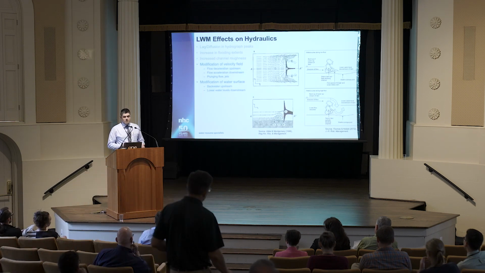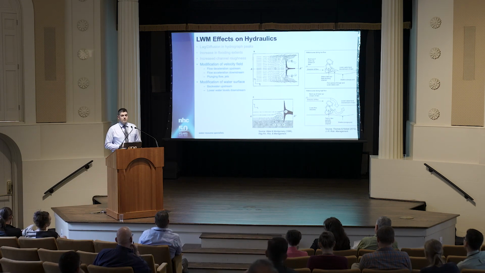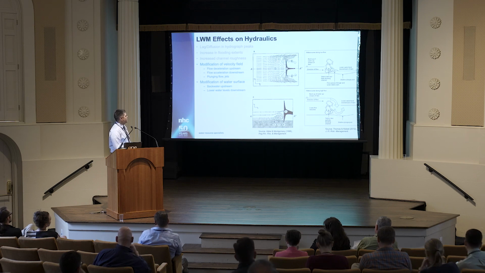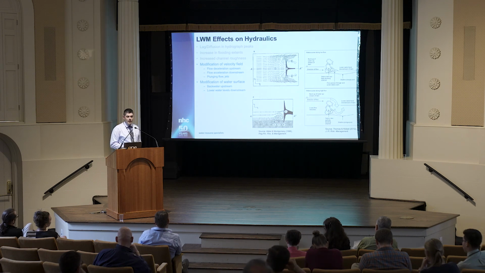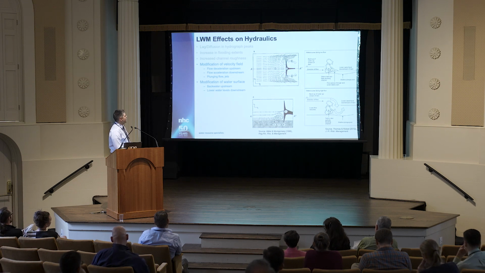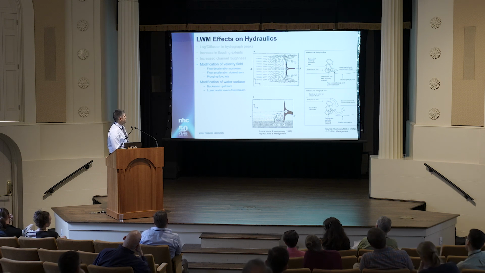And as is intuitively known, large woody material is ultimately an obstruction, and it creates a highly diverse flow field, as was initially visualized by the seminal work of Abbe and Montgomery in 1996. So we have flow deceleration and reversal. We have flow acceleration laterally from an in-stream large woody material piece. We have development of horseshoe vortices, shear layers, so a very, very complicated flow field.